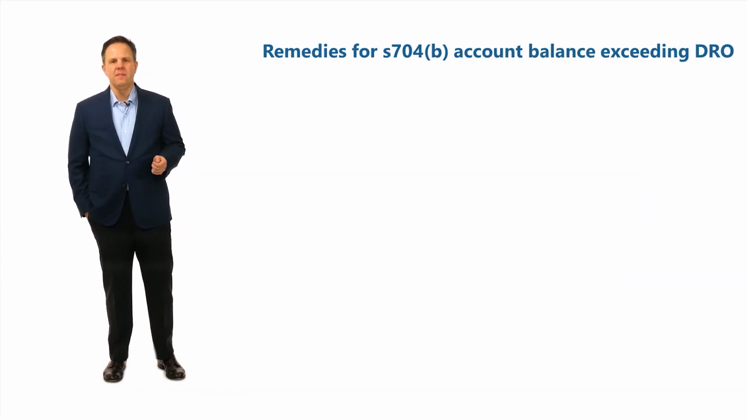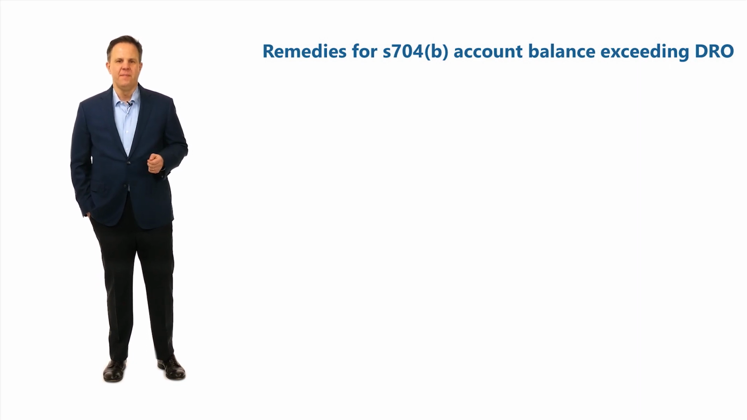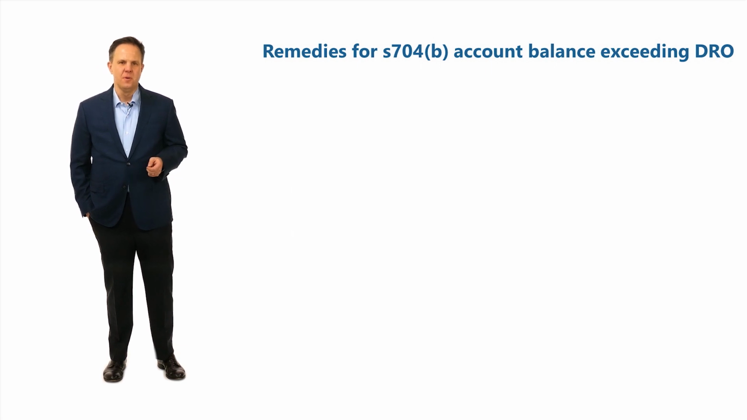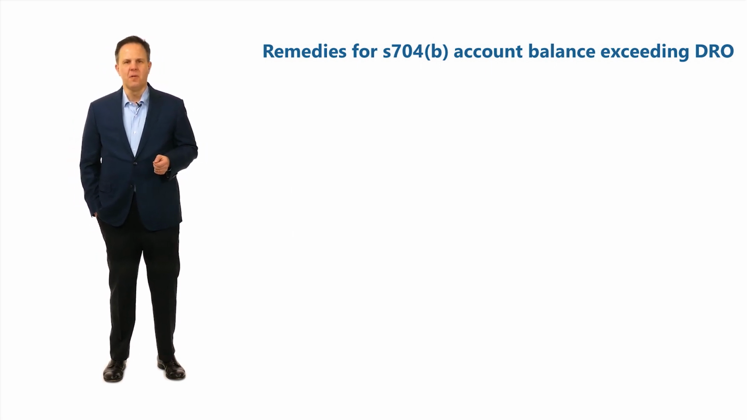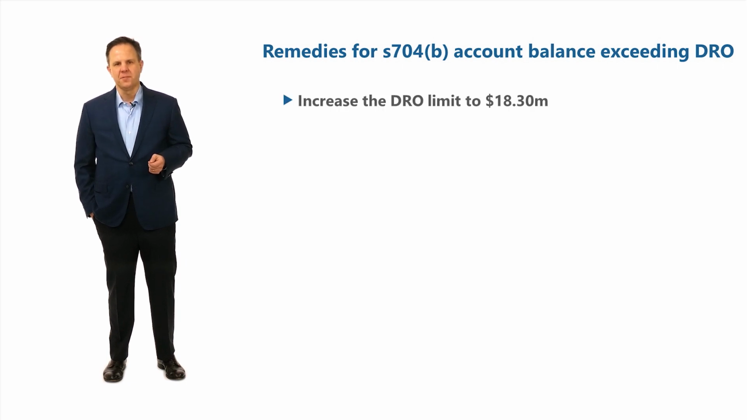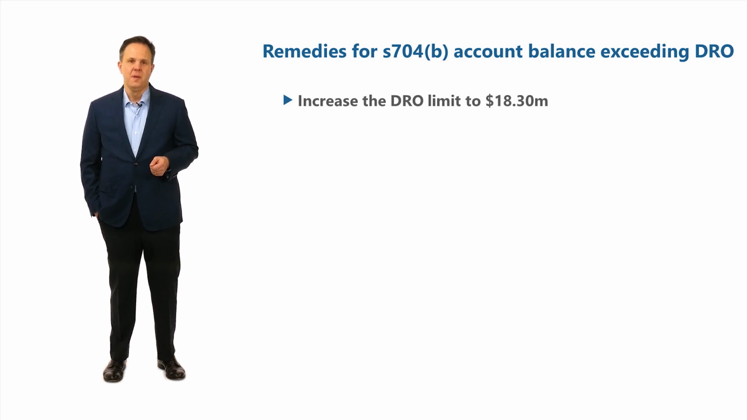Unfortunately, the negative account balance is still greater than the DRO in year 6. We have a number of options here to address this. First, we can increase the DRO limit to 18.3 million, so there are no reallocations to the sponsor. This means the tax equity investor would be on the hook for 0.3 million more in the case of a liquidation of the partnership in year 6.